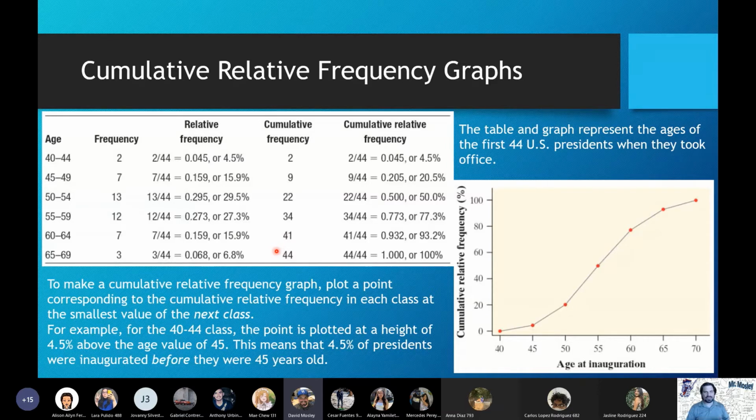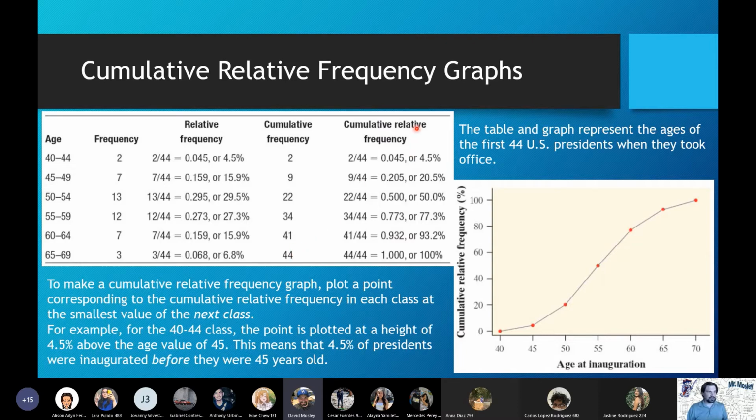When you get to the final class, your cumulative frequency should be the total number of observations. In this case, it's 44. If you do not end with the total number of observations, you have made an error in your addition, in your process. You maybe skipped a class on accident or had a typo in your calculator, but that's an easy way to see if you made an error along the way.